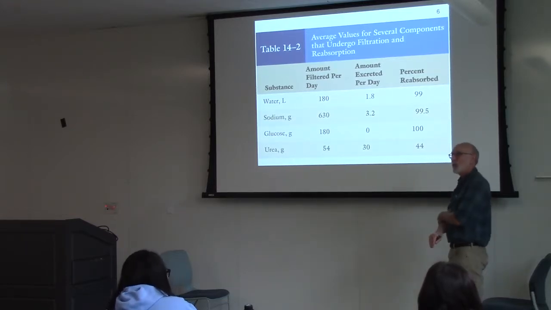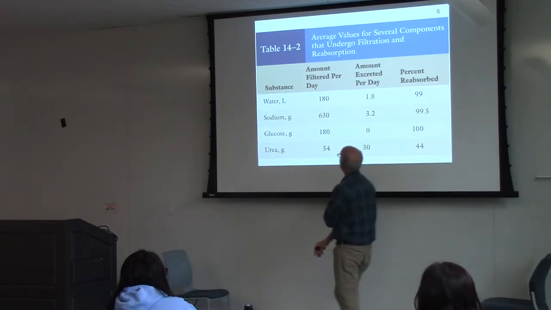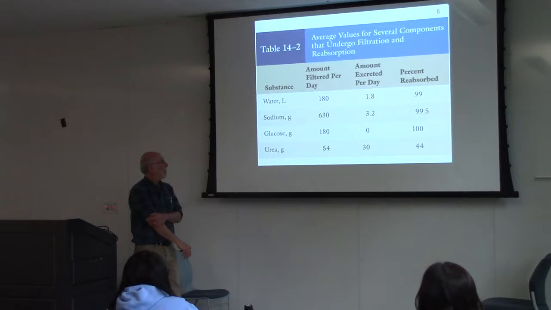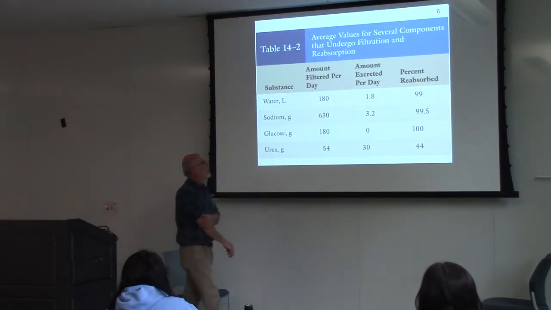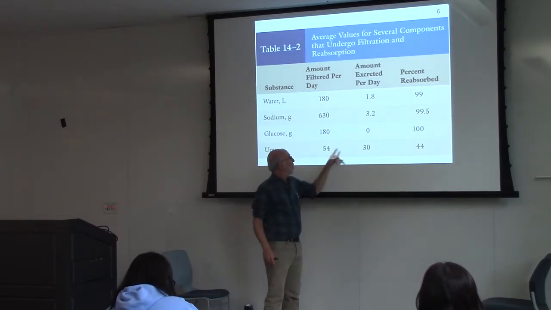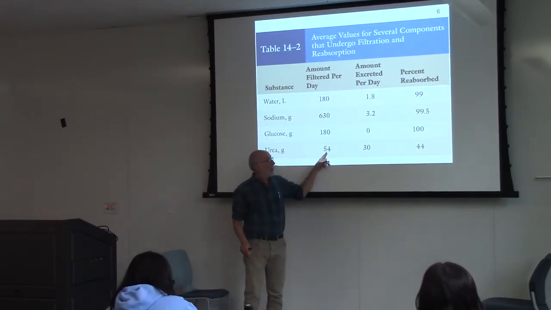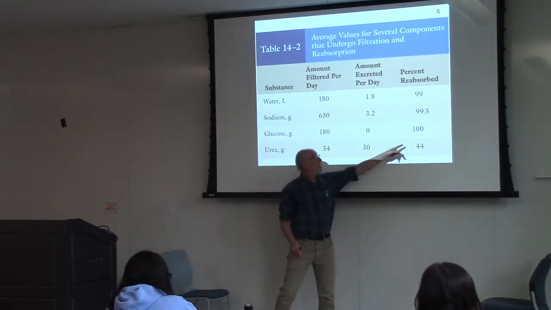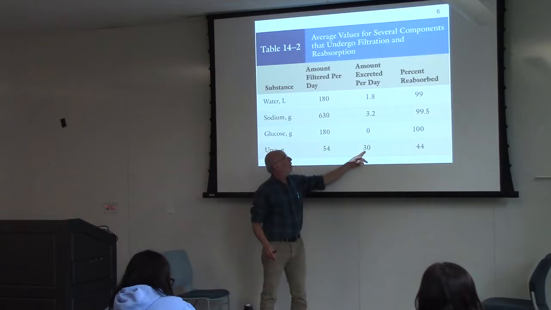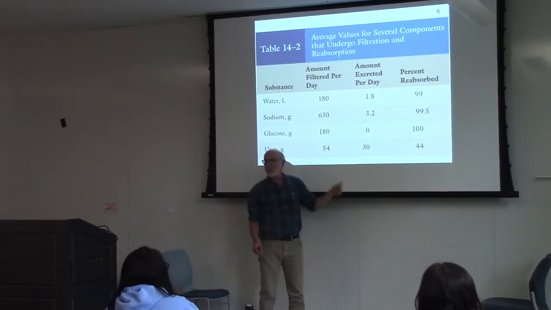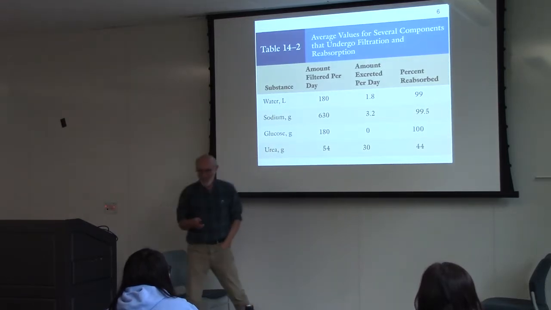Brittany, you're furrowing your brow. What's bothering you? Unless I'm getting my math wrong, the urea percentage looks wrong. Shouldn't that be above 50%? So let's see, 24 divided by 54 is the amount. Oh, okay, sorry, I was doing it the other way. This is the amount reabsorbed. So the amount reabsorbed is 54 minus 30. Right, okay. Does that help? Yes, it does.